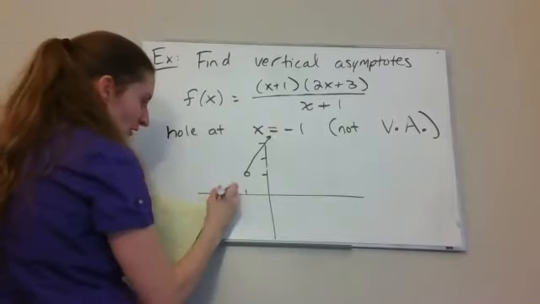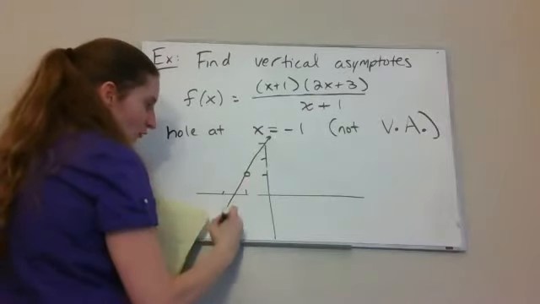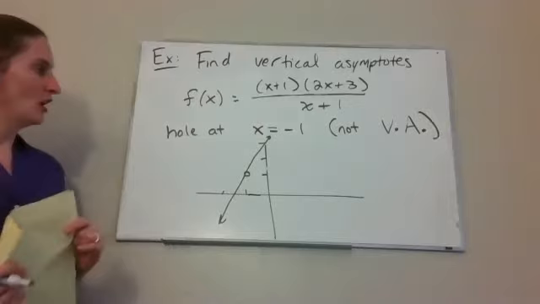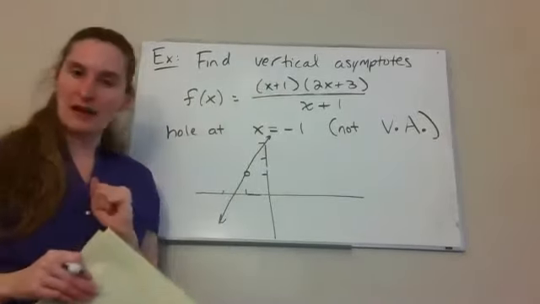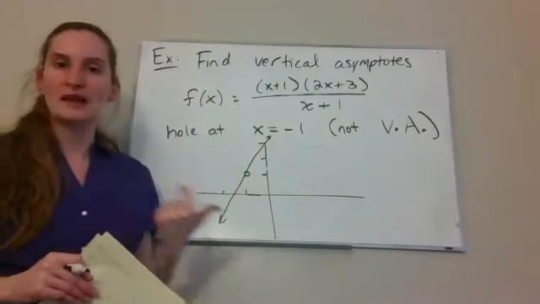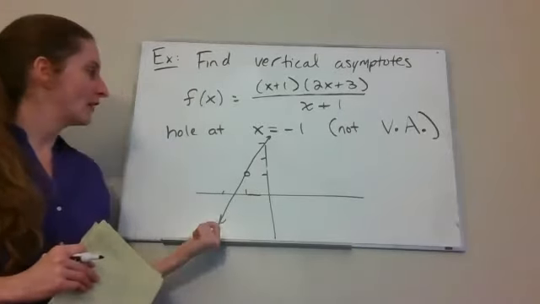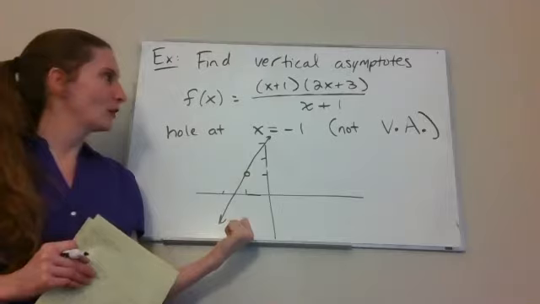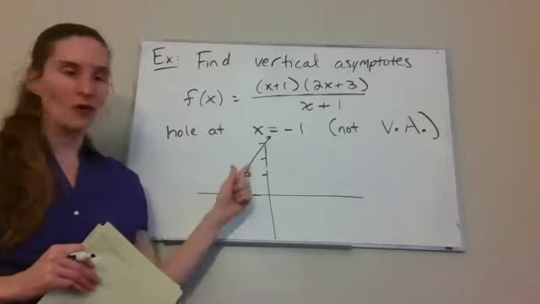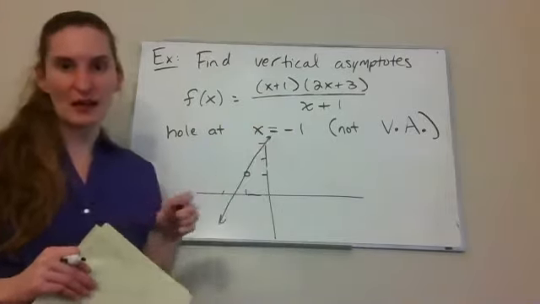And then it would look like a straight line everywhere else. Because if I could cancel those out, I would get the equation 2x plus 3, which is a linear equation. So the graph ends up looking exactly like 2x plus 3, except it has a hole because of what we had in the denominator.